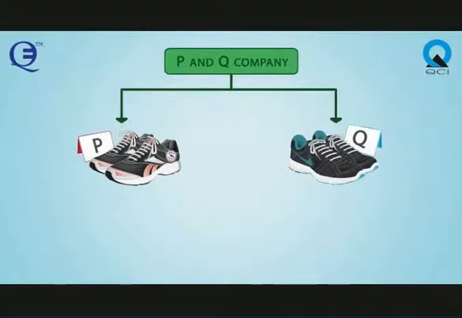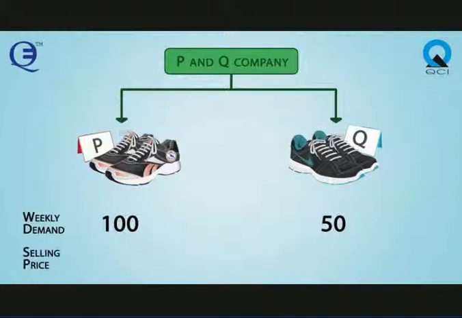Since we are working on a 1 week time frame, we will work on weekly demand. So, the P and Q company makes only two products. The weekly demand for P is 100. The weekly demand for Q is 50. The selling price for P is 90 rupees. The selling price for Q is 100 rupees.